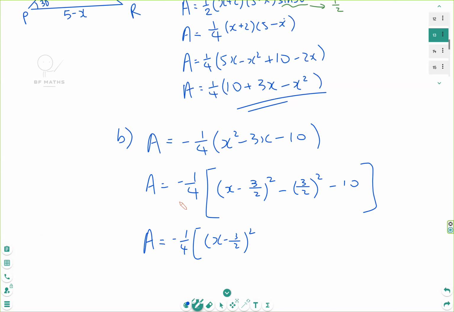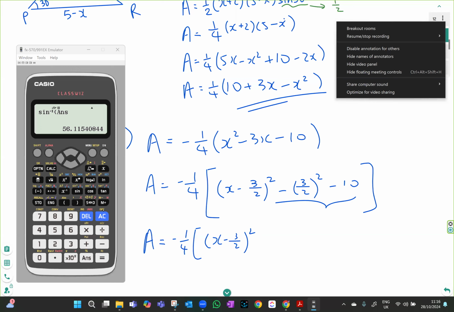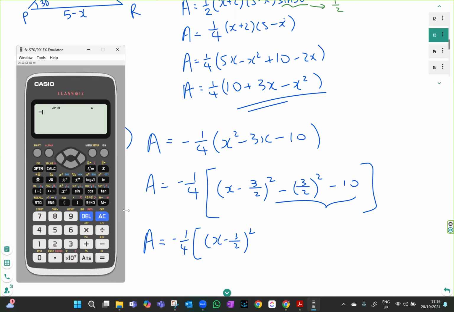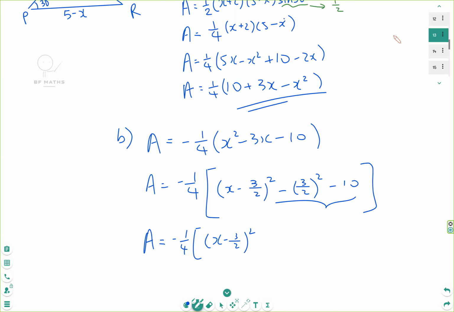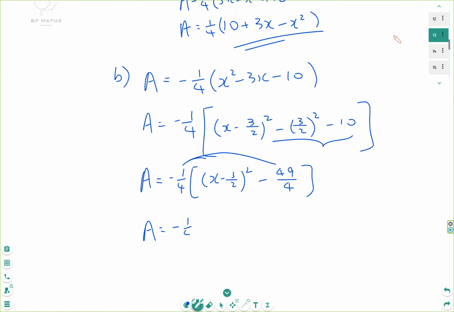This one, what I will do is put this in the calculator as a negative. So let me show you. Don't forget a negative in the front: negative 3 over 2 is the same as 1.5, so 1.5 squared minus 10, which is negative 49 over 4. So negative 49 over 4. Don't forget to multiply the negative quarter back in. So this gives us A equals negative a quarter, x minus 3 over 2 squared, plus, because minus minus makes a plus, a quarter times 49 over 4, which gives us 49 over 16.